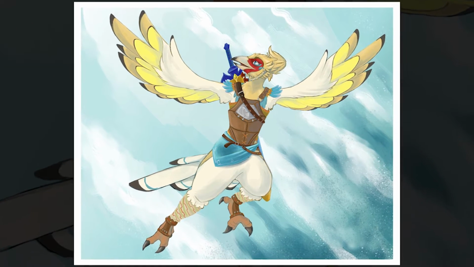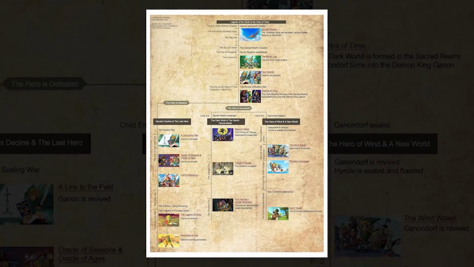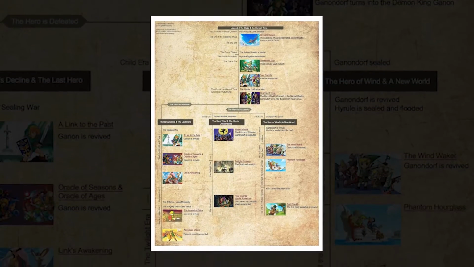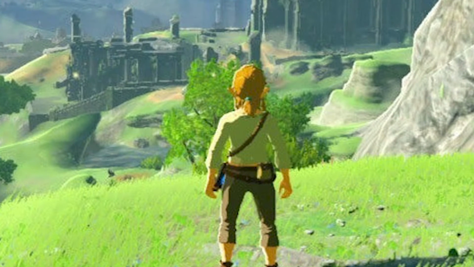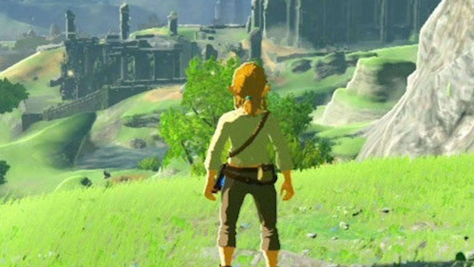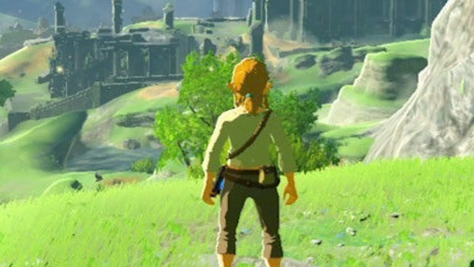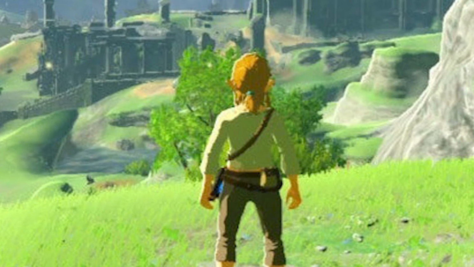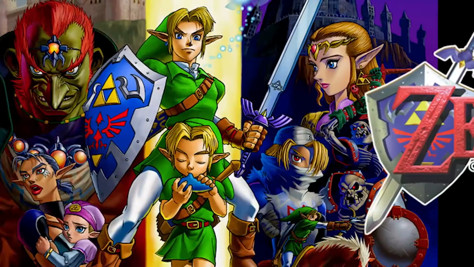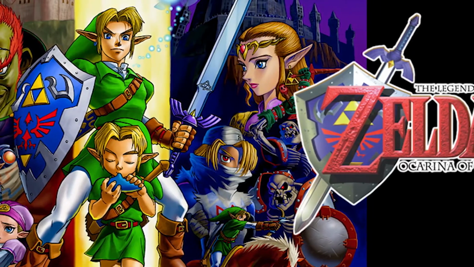Okay, that question was a bit confusing, especially if you don't remember how many different timelines there are in Zelda. Let me quickly break it down. Whenever you play a Zelda game, you're going through a story that takes place in one of three different timelines. They're called one, the Child Timeline, two, the Adult Timeline, and three, the Fallen Hero Timeline.